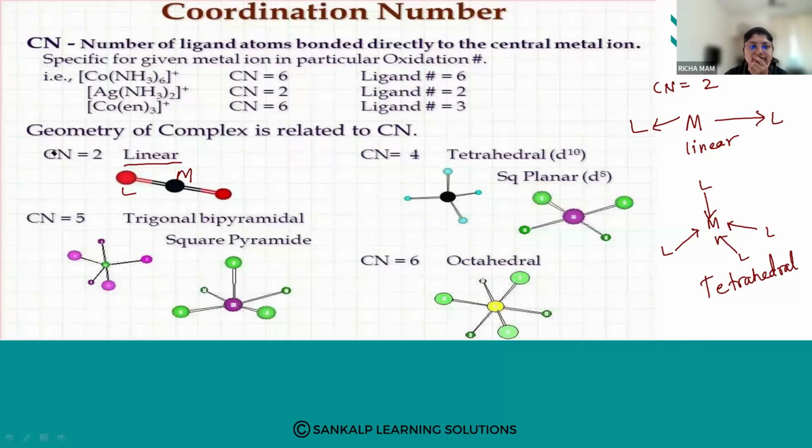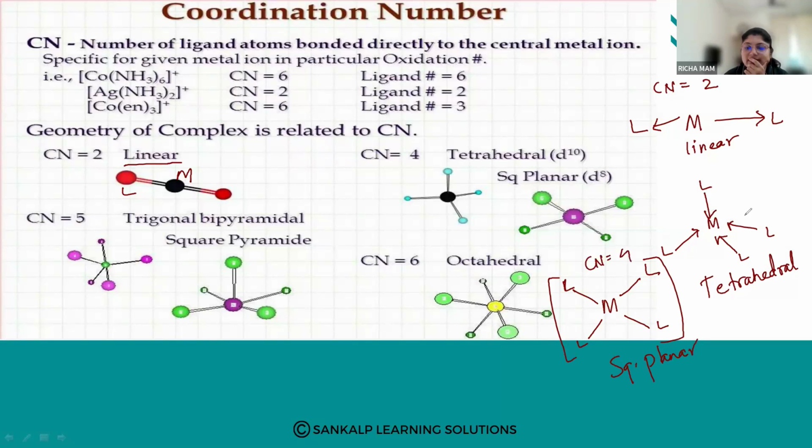So metal in the center and four ligands at the four corners. So this is your square planar. This is the geometry when you have Cn equals 4. Metal linked to four ligands. Okay, now coordination number 5, so let me clear this.